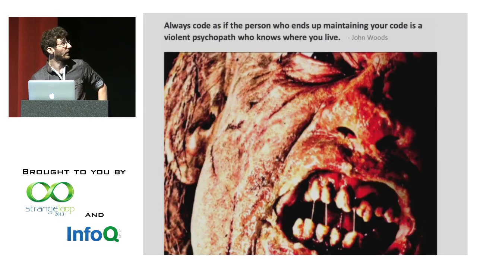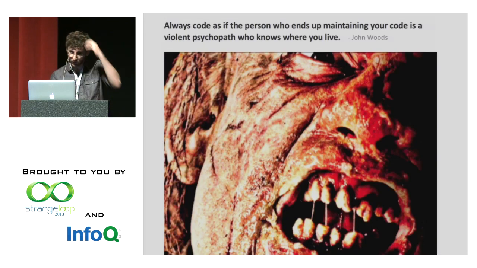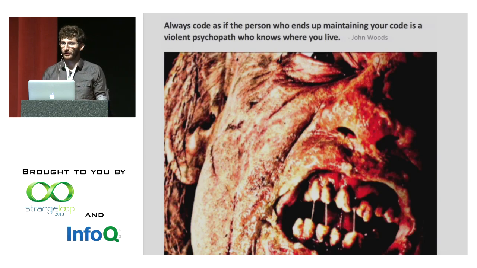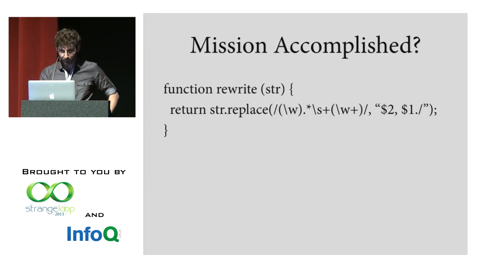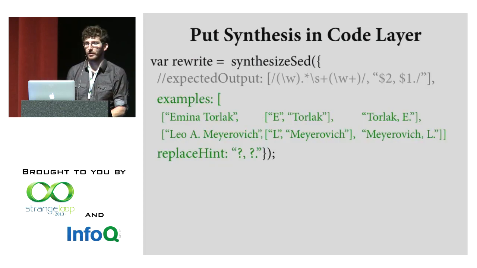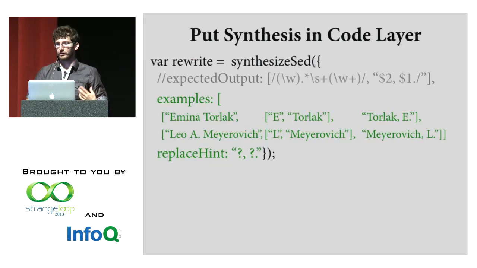Now we could write it, but I think we're forgetting a very important thing: you need to be worried about this guy. There's this excellent quote by John Woods where he says, always code as if the person who ends up maintaining your code is a violent psychopath who knows where you live. And you don't want to show that guy this. It's hard to write, it's harder to read. So the idea with synthesis is, one of the cool things is, it's not just a tool, you want to put it into the code layers.